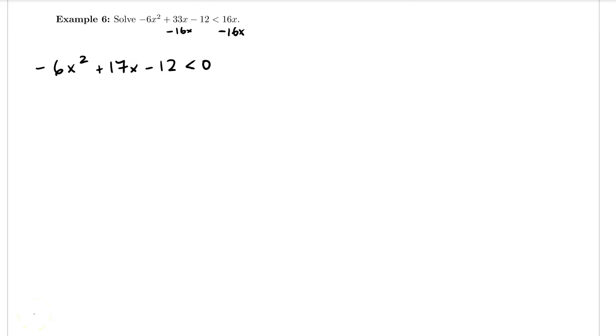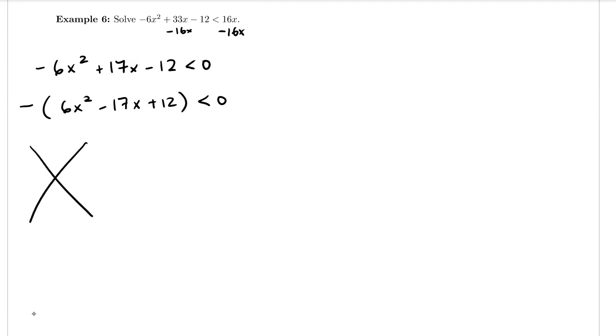Because my leading coefficient is negative right now, I'm going to go ahead and factor that out, and we'll get 6x² minus 17x plus 12 is less than 0. Now I want to factor the inside of the parentheses, and I'm going to do this by using the modified x method. I'm going to put my b value here, which is -17, and I'm going to put a times c in the bottom. So a is 6 and c is 12. If I multiply those two together, I get 72.